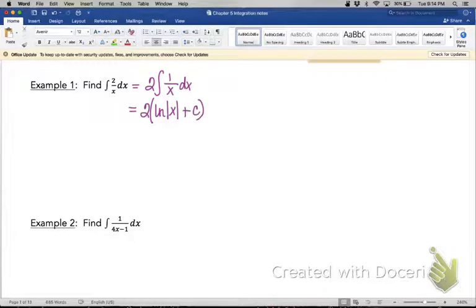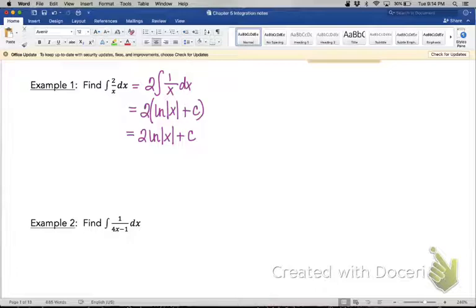Now, we could distribute that too, but since c just represents any constant anyways, 2 times a constant is still going to be some sort of constant. So we can just go ahead and write it like this. We don't need to write 2c because c is just some arbitrary constant, and that'll be just fine. So we end up with 2 times the natural log of the absolute value of x plus c. Once again, don't forget that absolute value.